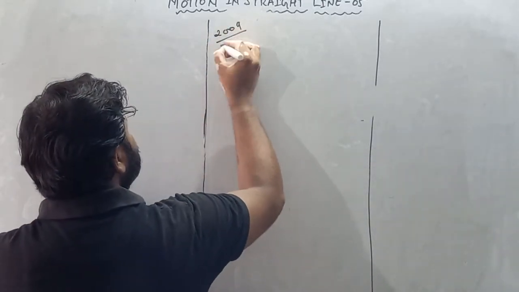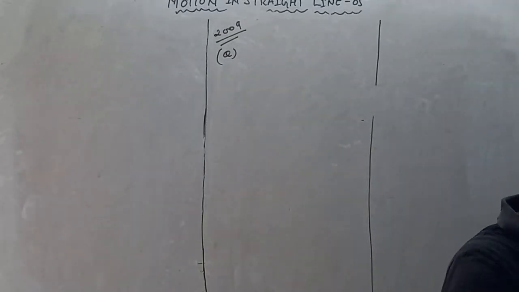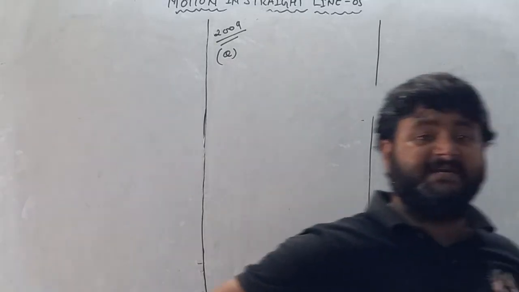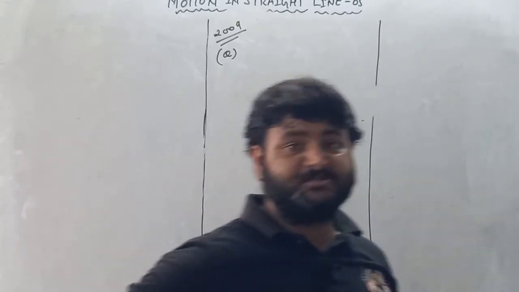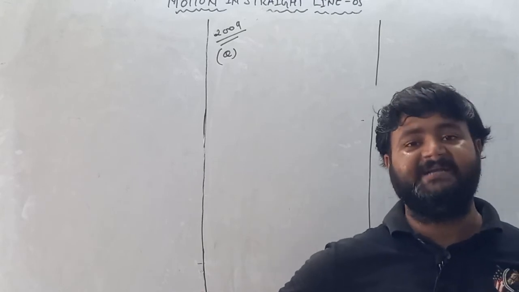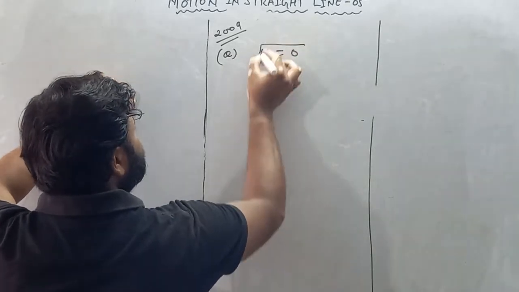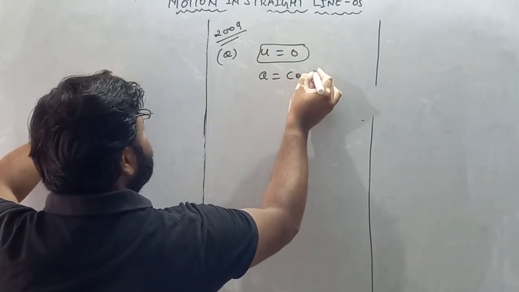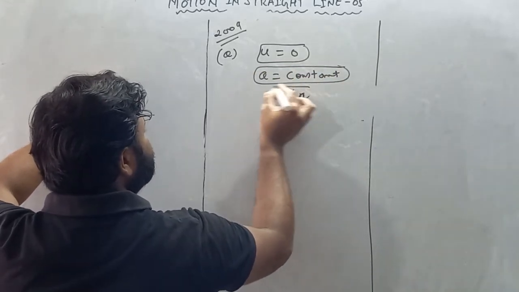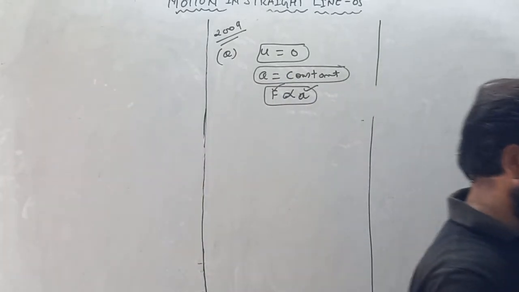The question is, a particle starts its motion from rest under the action of a constant force. See, if force is constant, then remember my dear student, acceleration is also constant. So indirectly in this question, they are saying force is constant, it means acceleration is also constant. Initially at rest means initial velocity is 0, and if force is constant, then it is obvious that acceleration is also constant, because force is proportional to acceleration.